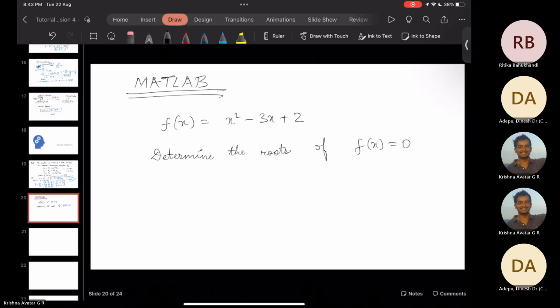So our goal is to determine the roots of f(x) is equal to 0. One is using the Newton-Raphson approach.